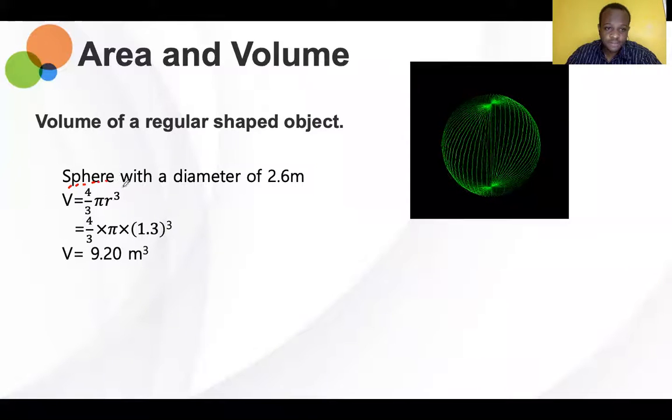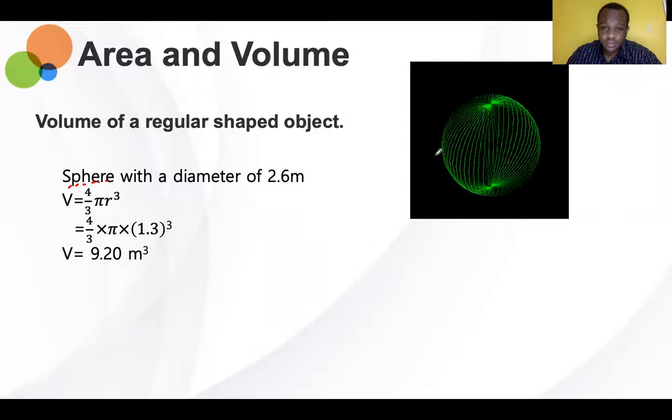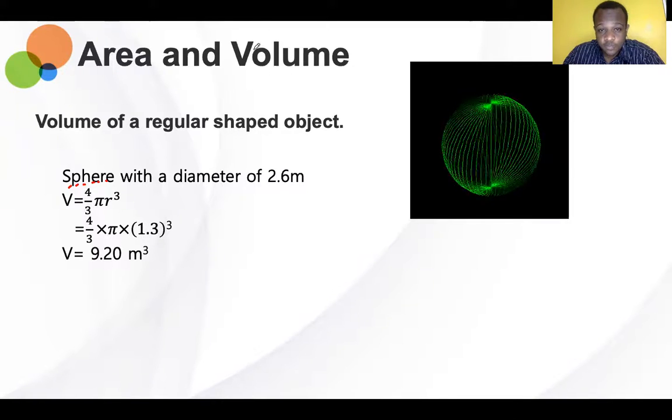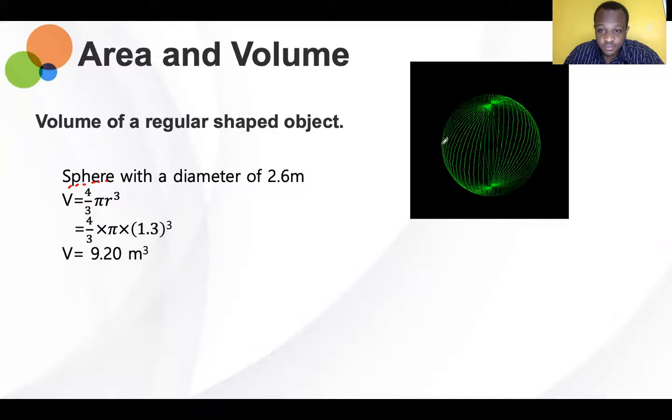A sphere, and it has a diameter of 2.6. Now, tell me, what is the diameter? If anyone remembers, what is the diameter exactly? Like when you split the shape in half. Right, we're getting somewhere. We split the shape in half. So the length, when you split the shape in half, how much is measured?